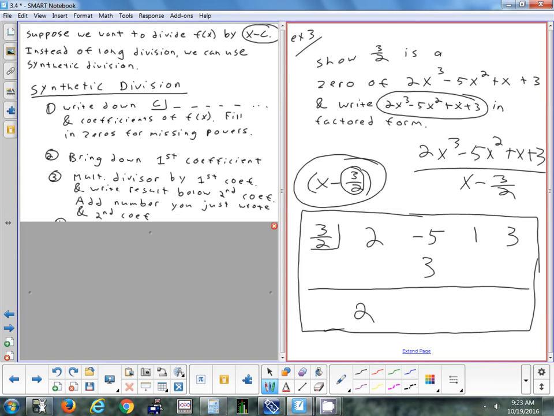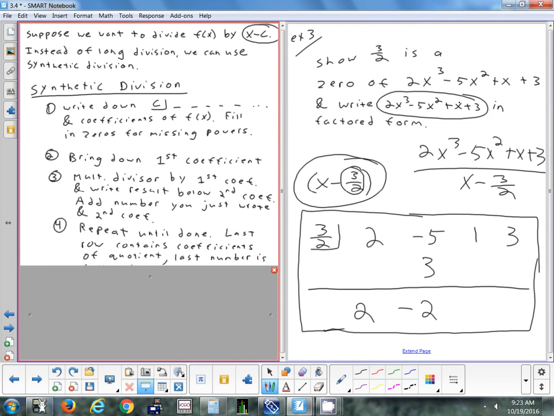the second column. Now I'm going to add the number that I just wrote and the second coefficient. I'm going to add these numbers up. And I think this is where people get confused, because with long division, you end up subtracting. Synthetic division, you add. So you've got to keep that straight. Alex, what's -5 plus 3? -2.